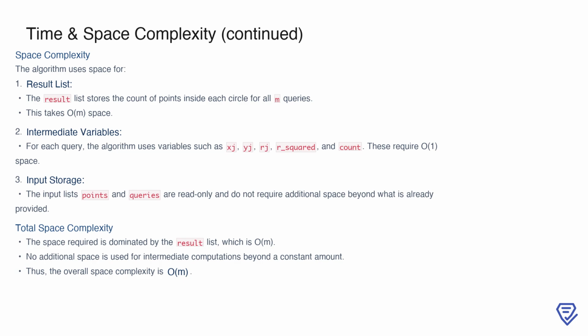Combining these factors, the total space complexity is dominated by the result list, which is O(m). No additional space is used beyond this, making the overall space complexity efficient.